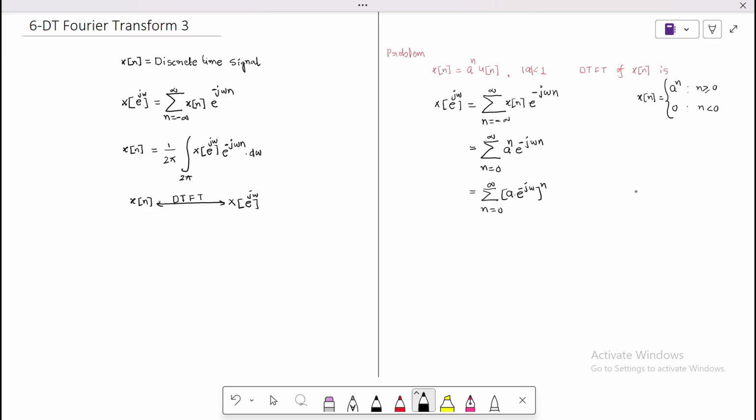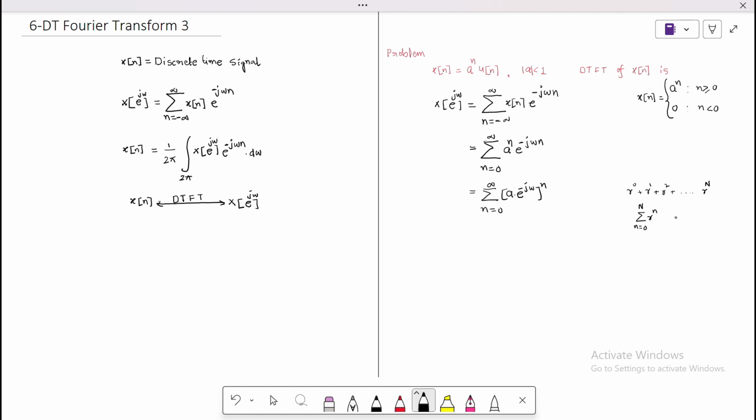Now a GP: in a GP, r to the power of 0 plus r to the power of 1 plus r to the power of 2 plus and so on up to r to the power of n. The sum of the terms r to the power of n, where n is a variable, you can write as capital N.